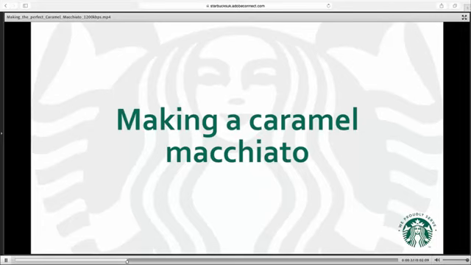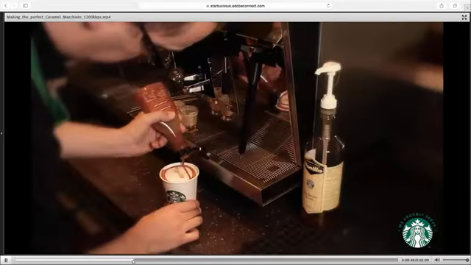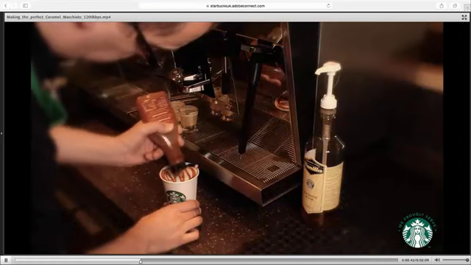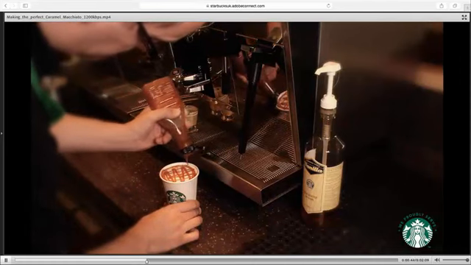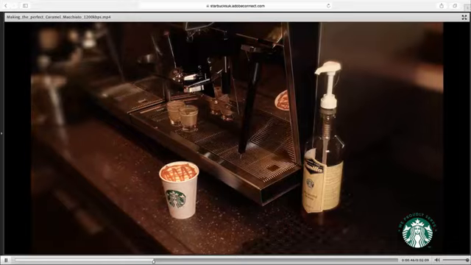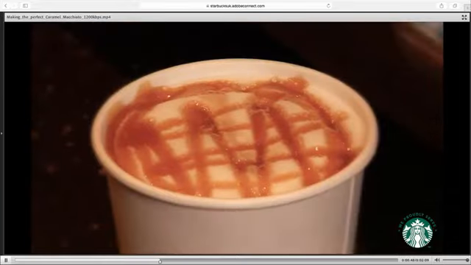Making a caramel macchiato. The caramel macchiato is a big customer favourite, and it is therefore important that it is made correctly, as it varies slightly from how other espresso beverages are made.